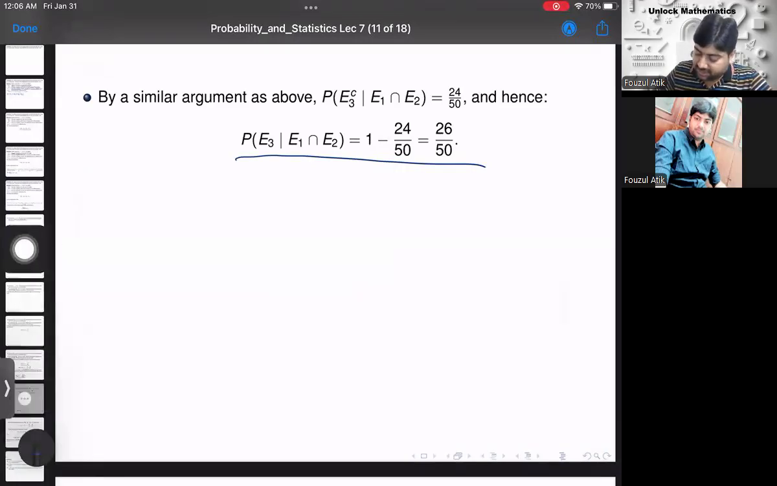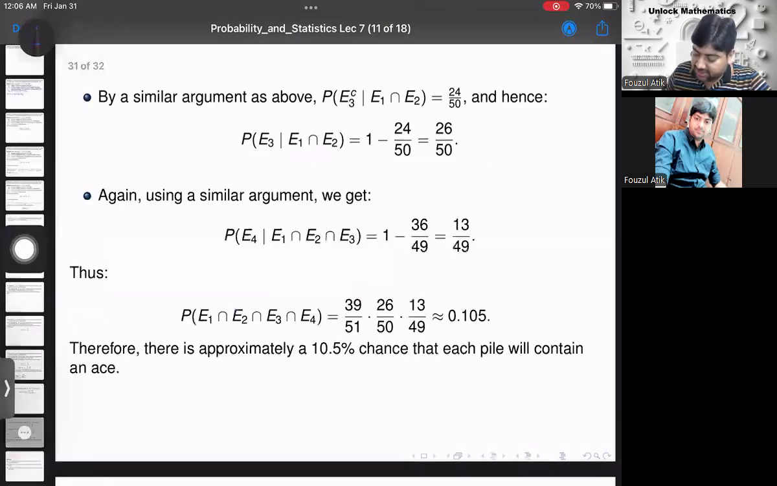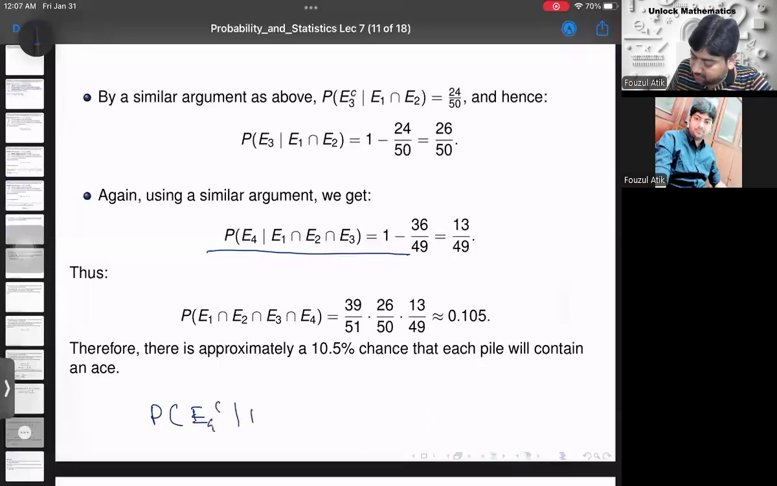Then next, with a similar kind of argument, what is P of E4 given E1 intersection E2 intersection E3? How can we calculate it? First we calculate P of E4 complement given E1 intersection E2 intersection E3. It is the event that the ace of club should be in one of the three different piles. So how many choices are there? All together they have 39 cards, but three aces are already there. So 36 choices remain.